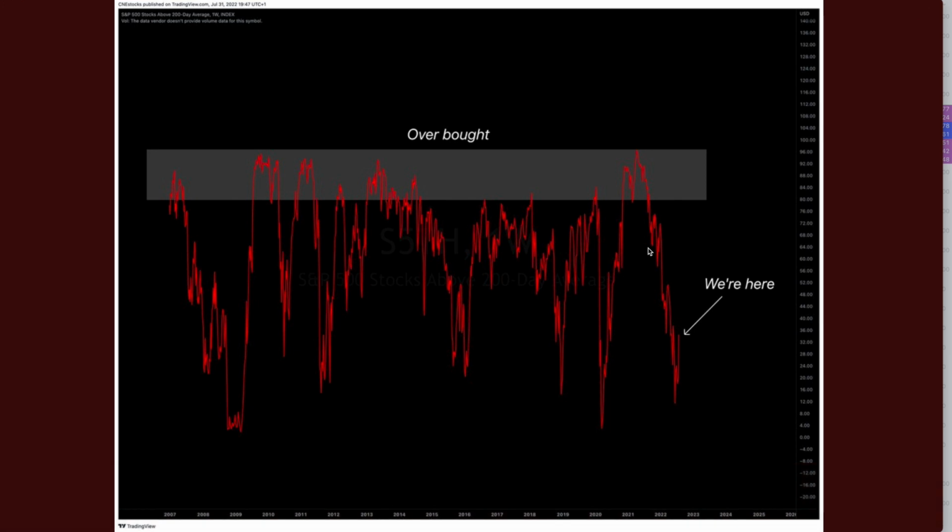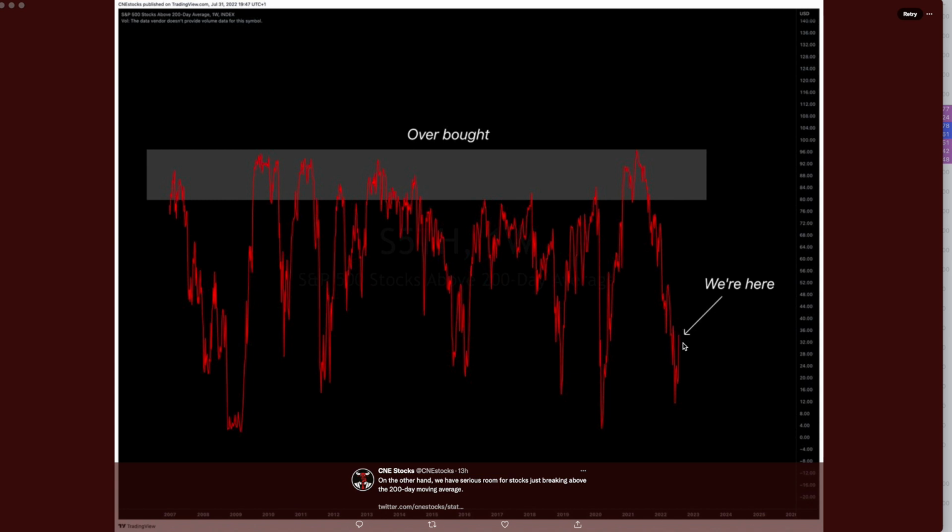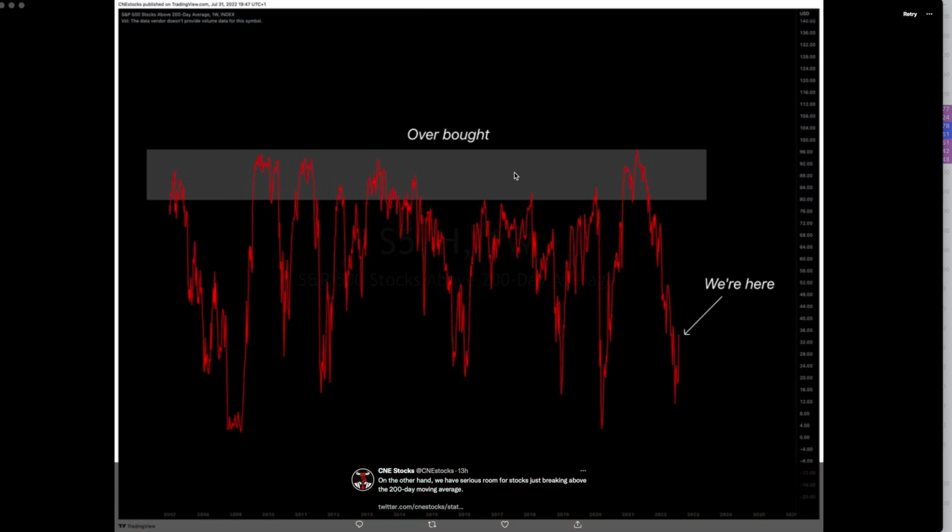This is the S&P 500 200-day moving average, and as you can see, we are here on this little tick down here, basically hitting this 32, 33 level, and you know, we've got a long way to go for many stocks trying to regain this 200-day moving average.